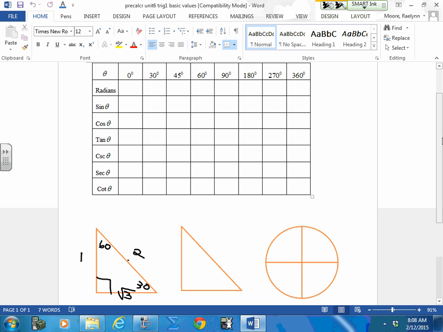However you remember this is fine. If you have no way to remember it, this works. The 45-45, this is not a unit circle. This is just a regular triangle that you're going to memorize. The 45-45, the sides are the same. So 1, 1. We add this up, we get 2. This guy is a radical 2.